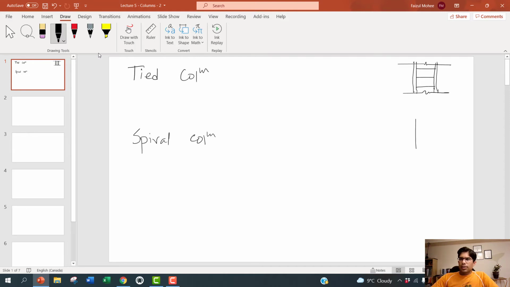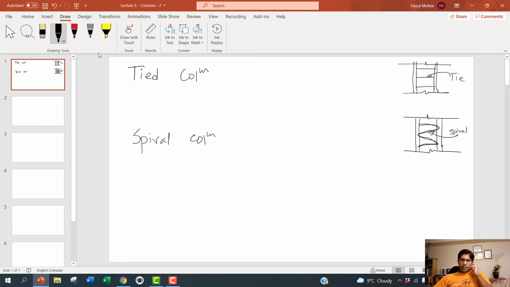And the spiral column is this: this is the concrete, and then there are longitudinal bars, and the spiral is like a spiral. It's the same spiral continuously. It's not a separate tie bar and tie bar and tie bar. So this is spiral, and this is a tie.